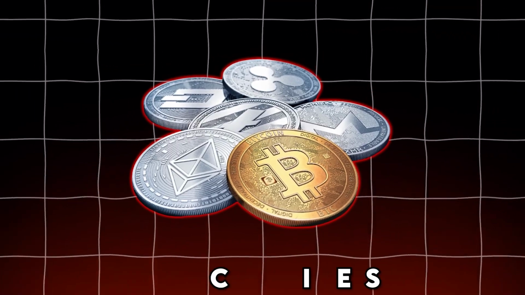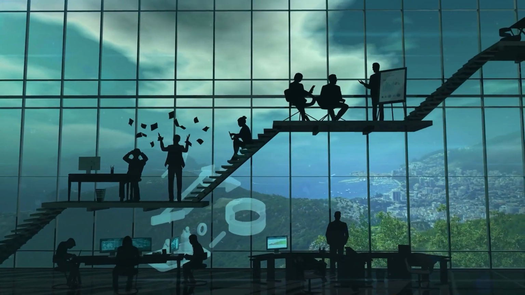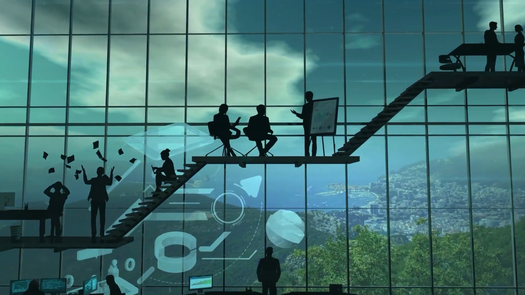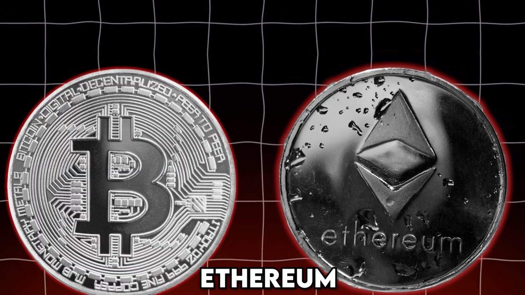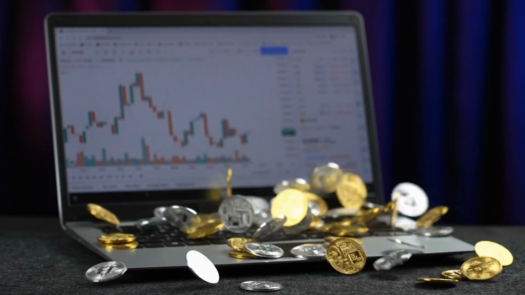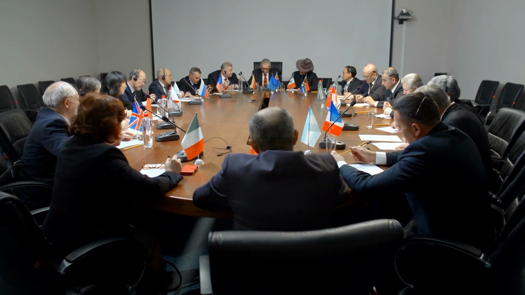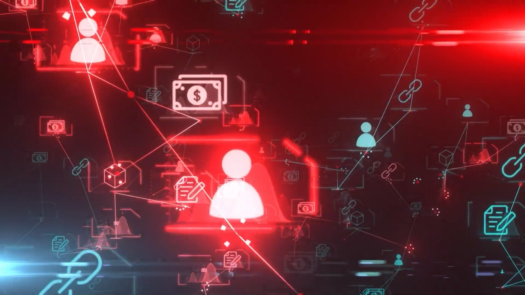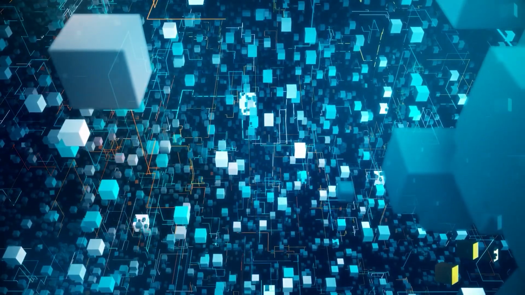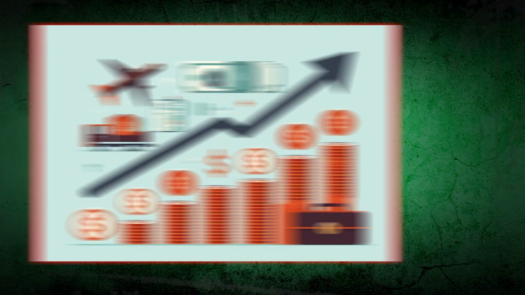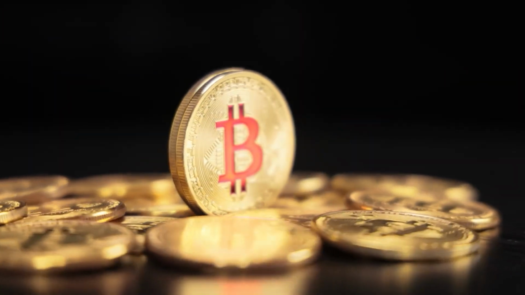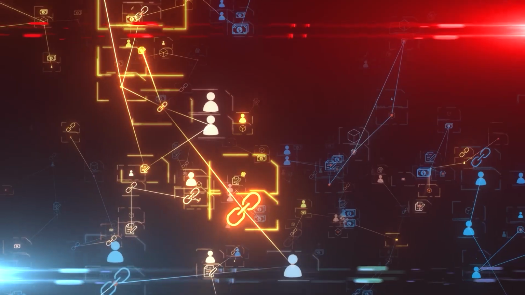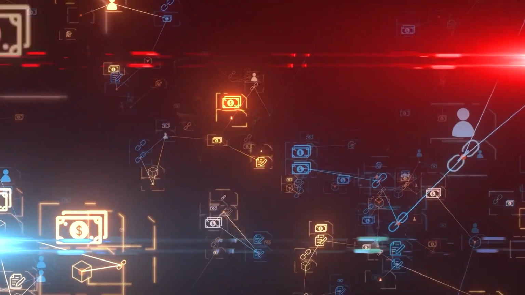Digital currencies and cryptocurrencies. One of the most significant developments in recent years is the rise of cryptocurrencies like Bitcoin and Ethereum. Unlike traditional currencies, which are issued and controlled by governments and central banks, cryptocurrencies are decentralized and operate on blockchain technology. This makes them resistant to government interference and inflation, but also highly volatile. Some countries have embraced cryptocurrencies as a form of payment, while others have banned or heavily regulated them.